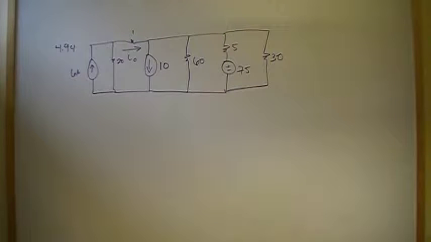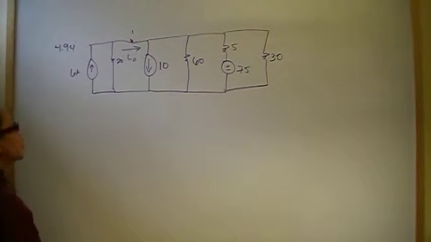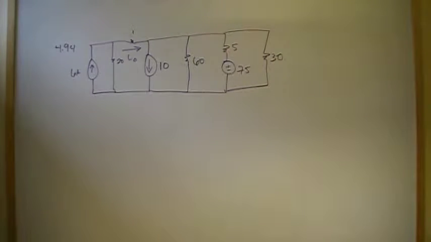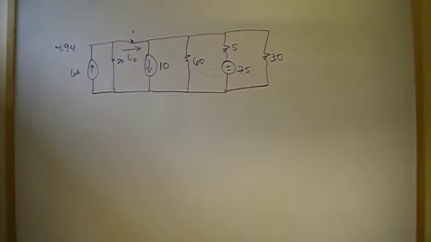Superposition just says that if you're looking for a particular current or voltage, in this problem the current through a 1 ohm resistor, then that current will be the sum of the individual effects of each independent power source. So let's consider this circuit.